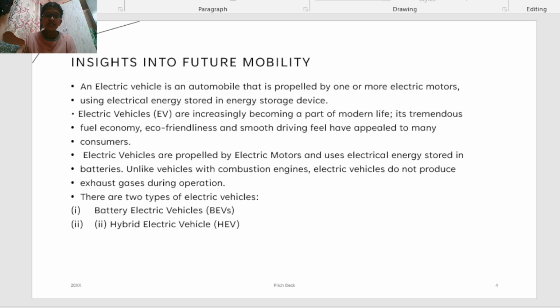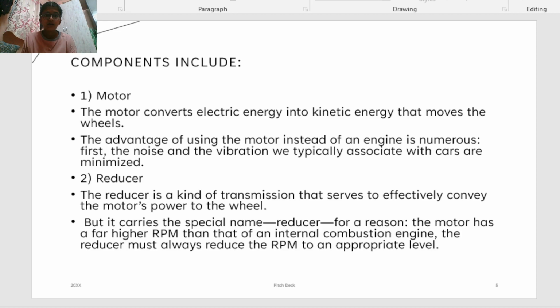There are basically two types of electric vehicles. First one is battery electric vehicles and the other is hybrid electric vehicles. Next we have components in electric vehicles. First we have the motor. The motor converts electric energy into kinetic energy that moves the wheels. The advantages of using a motor instead of an engine are numerous. First, the noise and the vibration we typically associate with cars are minimized.